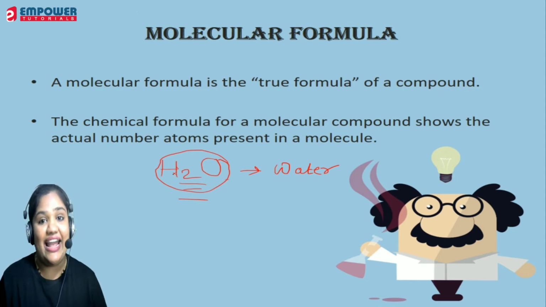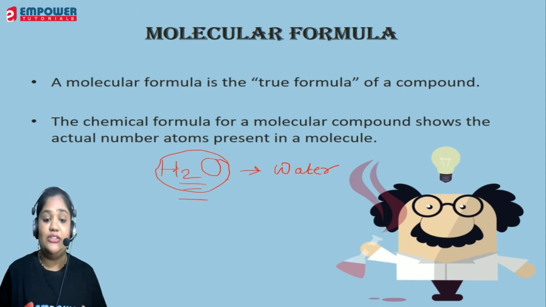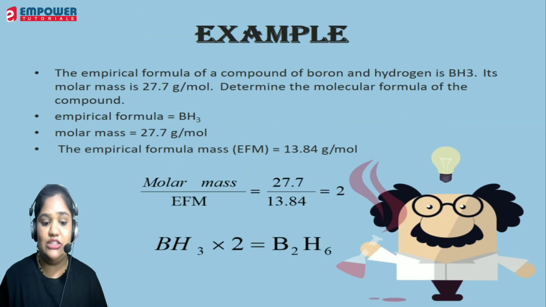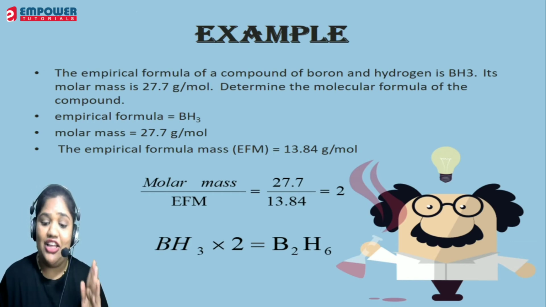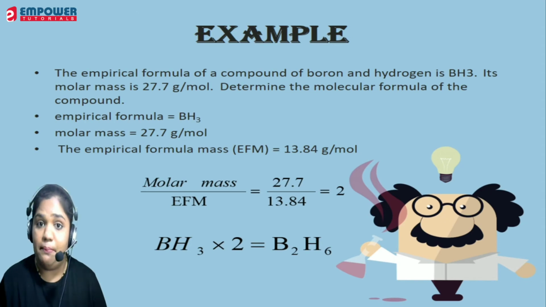Let's take one example. Here on your screen there is one example, students. The empirical formula of a compound of boron and hydrogen is BH3. Its molar mass is 27.7 gram per mole. Determine the molecular formula of the compound. So first of all, we are going to see what is given in this particular example.